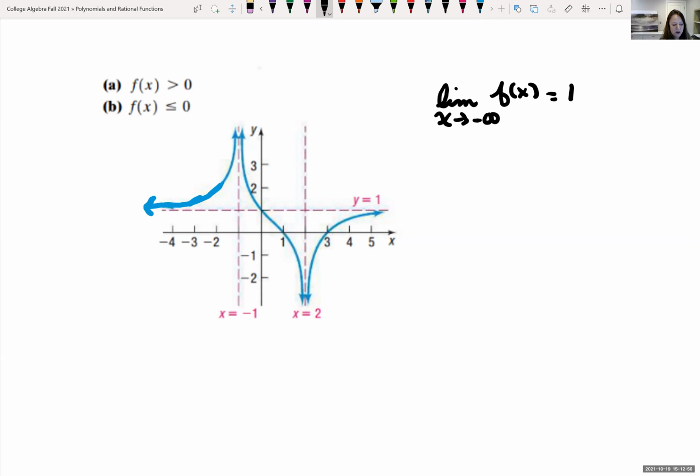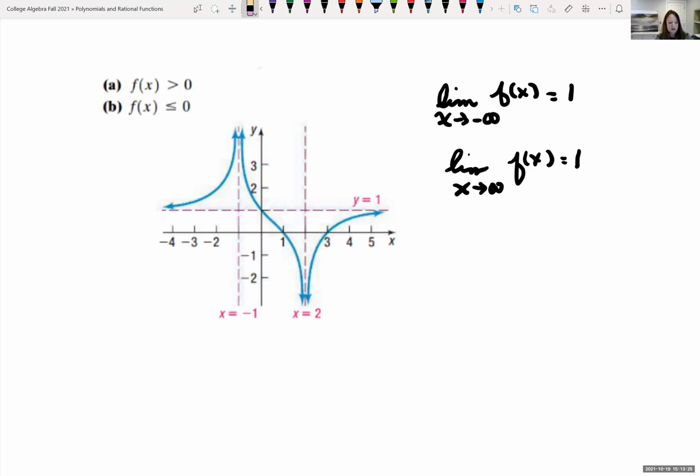Same sort of idea when we look at the end behaviors as x goes to positive infinity. This y value is getting closer and closer to the y value of 1. And so our end behaviors are going to 1, and we have a horizontal asymptote at y equals 1.